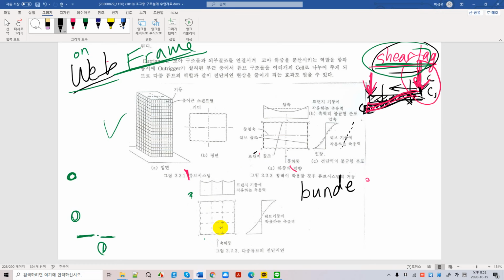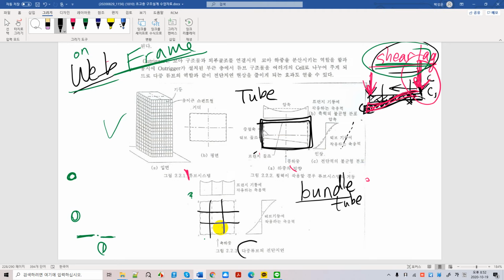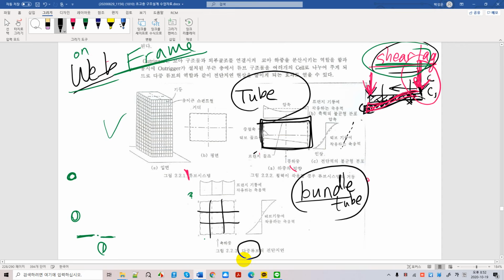Now here we don't have any. This is called just a tube, right? This is a single tube, you can say. But if you put frames here and here, here and here, it becomes a bundled tube. Bundled tube, right? This is a multiple tube. So bundled tube, single tube, right? So we cannot have a single tube because we cannot prevent shear lag from occurring.